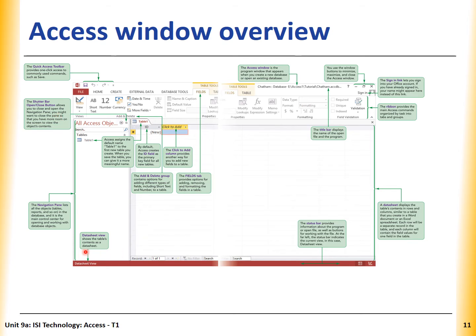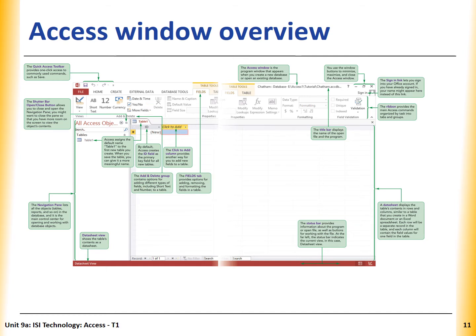This one is the navigation pane. It lists all the objects, tables, reports, and so on, in the database. Here you're going to find the datasheet view, which shows the table's content as a datasheet. This is table number 1, and here you can see also table number 1. This is the datasheet for table number 1.